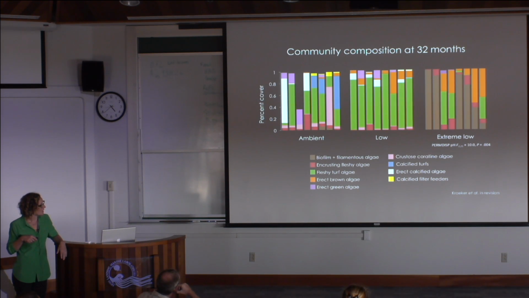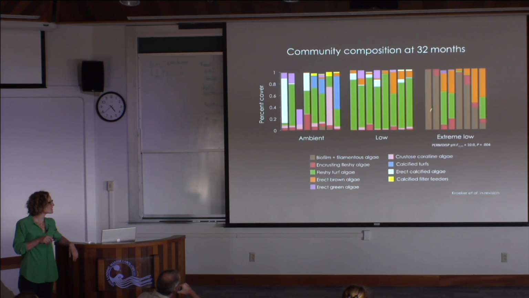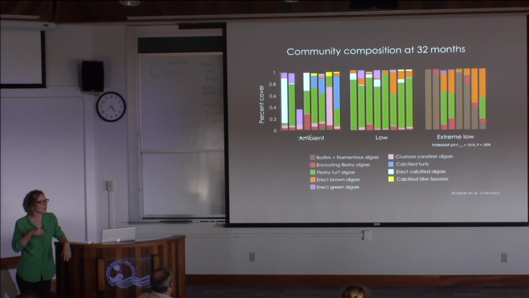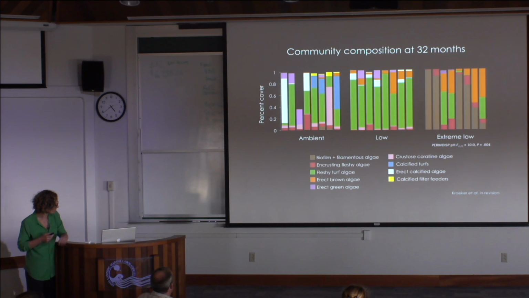Then I know you guys are probably going to ask me about this, so I'll just tell you. We do see a little bit of patchiness in this extreme low pH zone. There are two types of communities: the biofilm filamentous algae, and those that have fleshy turf and erect brown algae. This is kind of a habitat patchiness, but it's very different from what we see in the ambient pH community, because these are two really simple depauperate communities versus a range of different developed communities in the ambient pH zone.